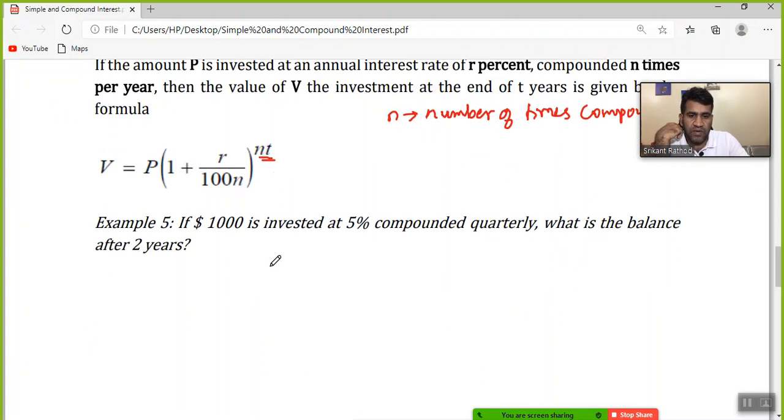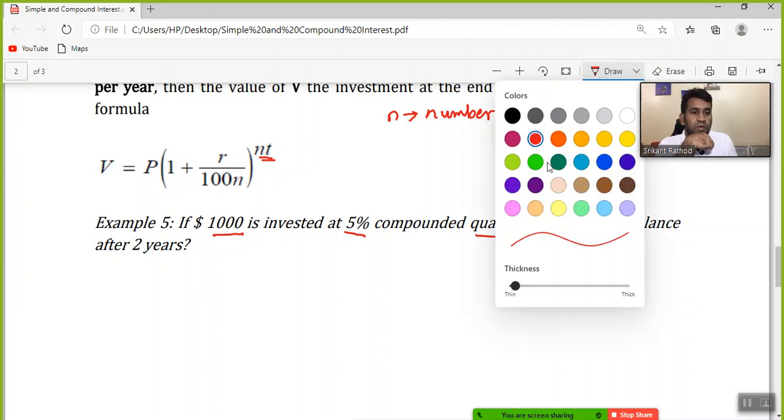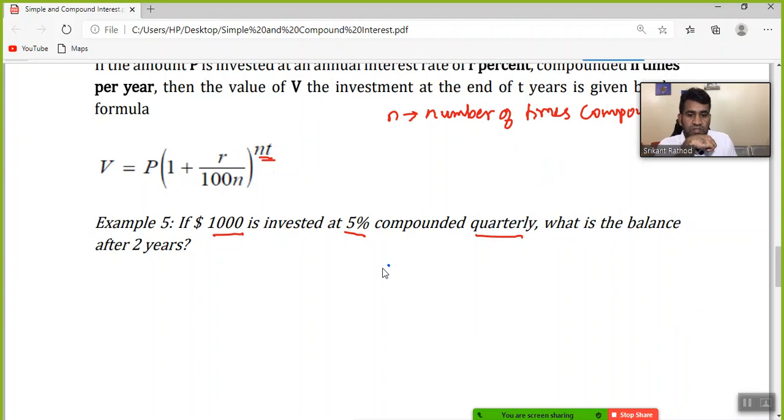So let's take one example relating to this. If 1,000 is invested at a 5% rate of interest compounded quarterly, what is the balance after 2 years? The question says we have to calculate the interest every 3 months, like 4 times in a year. So I'll calculate the interest on the 1,000 after 3 months, and whatever amount I get is my deposit for the next 3 months. And again I'll calculate the percent on that value, right? That is what compounding is.